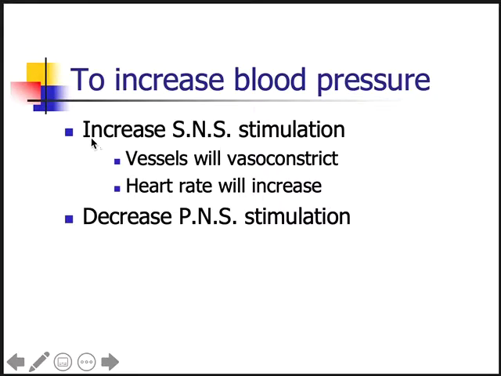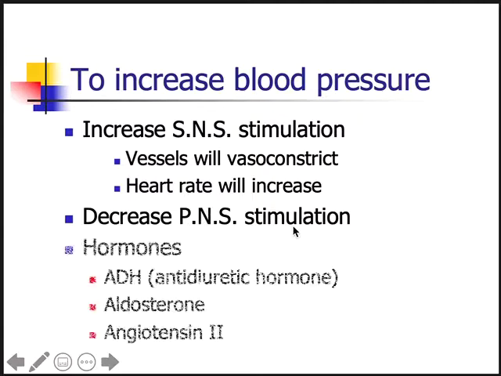At the same time, if you're increasing sympathetic stimulation, then you're going to decrease parasympathetic because they are in opposition to each other. So to make it easier for the sympathetic nervous system to do its job, you've got to decrease the parasympathetic. Okay. And then you have several hormones to increase blood pressure, right?